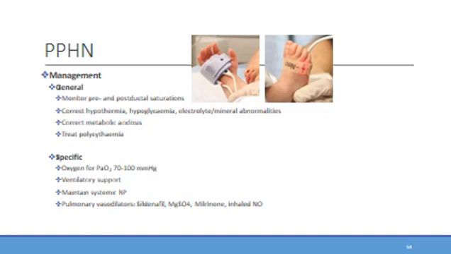Lastly, one can administer pulmonary vasodilators such as sildenafil, which we use quite often, as we do not have access to inhaled nitric oxide or ECMO. Other medications that can be considered are magnesium sulfate and milrinone.